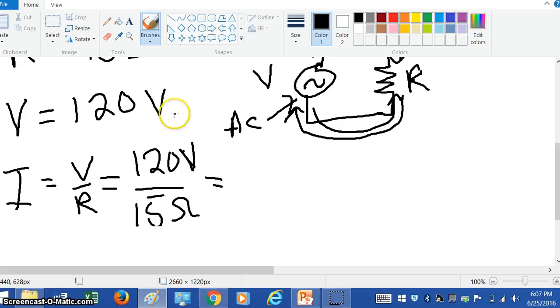Alright, so let me get my calculator. So this turns out to be, of course, 8 amps, which is actually a large amount of current. That's a very large amount of current. And so the idea here is, you're always going to know two of these values, not the same two, but in V equals I times R, you're going to know two of them. You can always calculate the third.